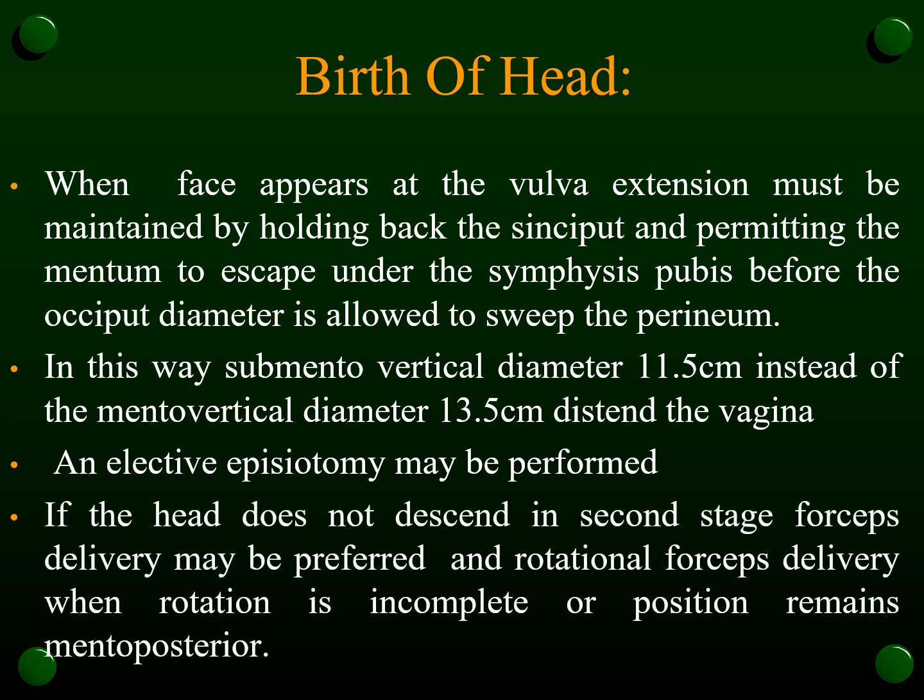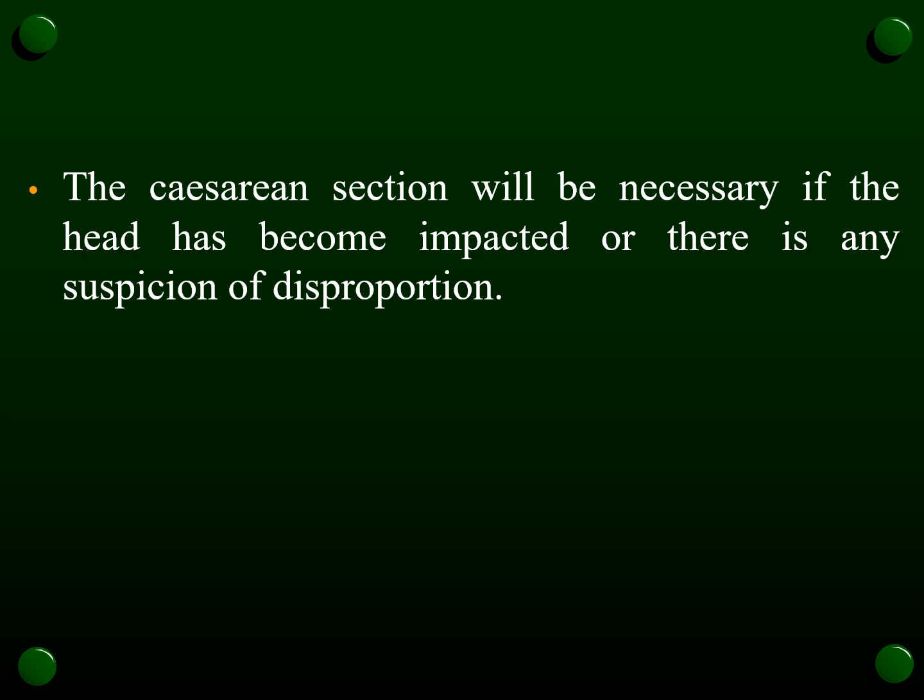And if the head does not descend in the second stage, a forceps delivery can be preferred and rotational forceps can be used. And when rotation is incomplete or position remains mento-posterior, you can use the rotational forceps in case the rotation is not occurring. Cesarean section will be necessary if the head has become impacted and there is any suspicion of disproportion. That is, during the process of labor, if there is no progress and if you are suspecting the arrest of labor or if you are suspecting the cephalopelvic disproportion, in those cases also you can go for the cesarean.